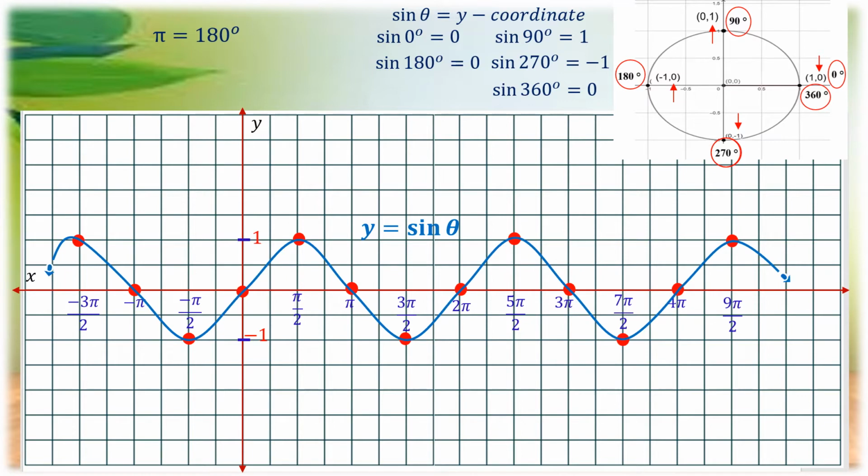Okay, and then it is continuous, so we have arrows on both ends. So that is the graph for y is equal to sine theta.